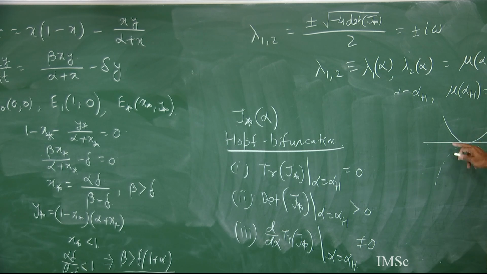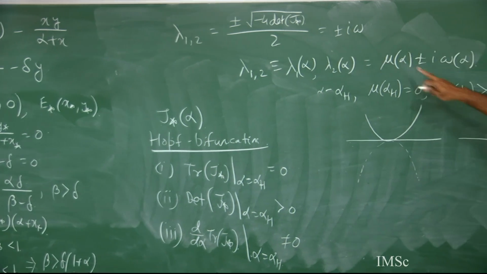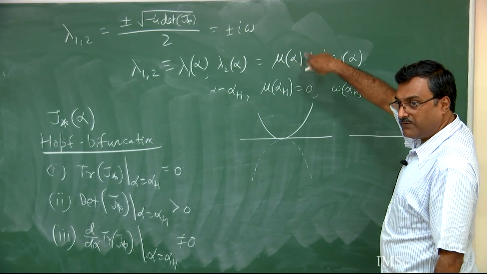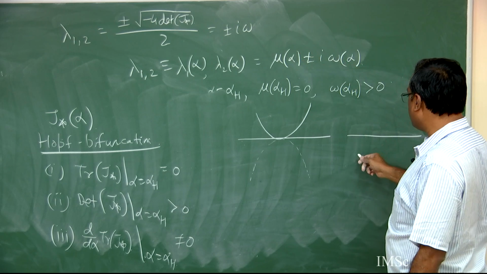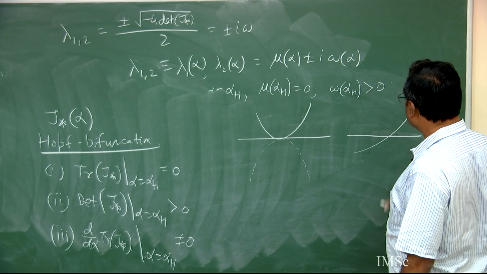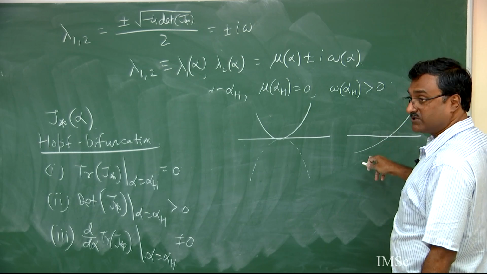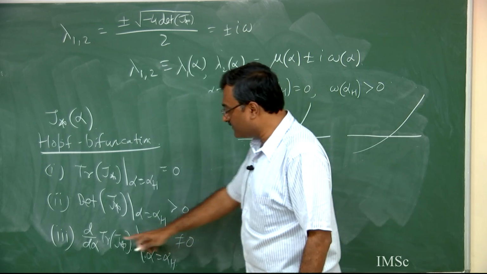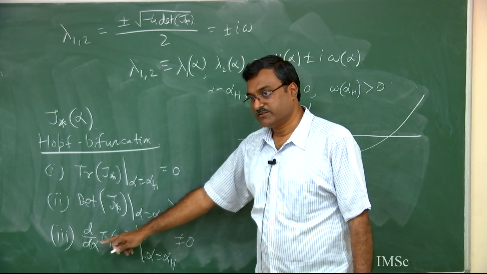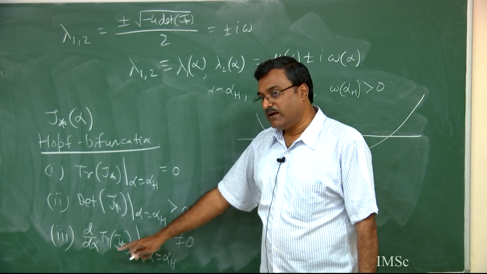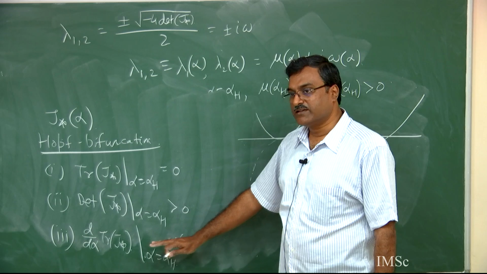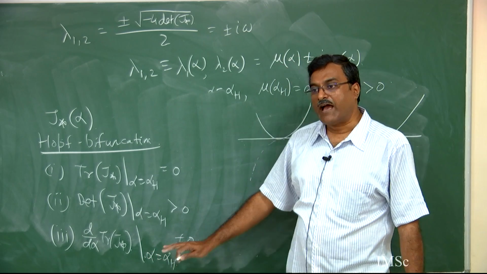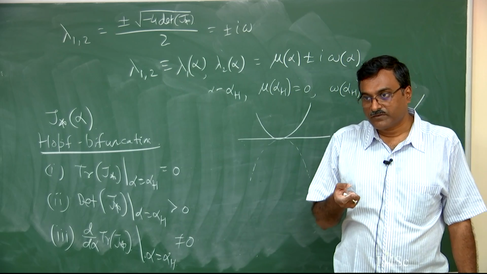So in this case there is no change in sign of the real part of the eigenvalue. So for a change in the real part of the eigenvalue, this particular function mu of alpha should intersect this axis transversally, and this is the condition for transversal intersection. And in case of Hopf bifurcation, what will you be having? You will be having some limit cycle.